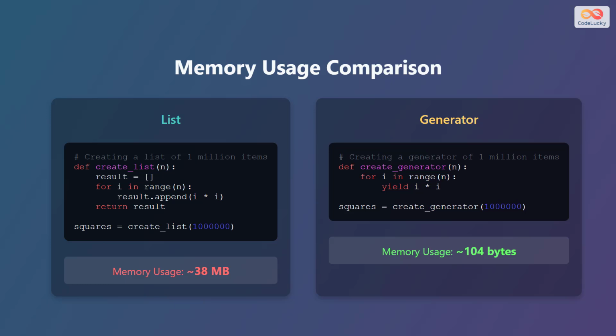On the right, we have a generator. The code defines a generator function called createGenerator that takes an integer n as input. The for loop iterates from i equals 0 to n minus 1. The yield keyword is used to produce each square one at a time. After calling the function createGenerator with argument 1,000,000, the result is stored in a variable called squares. The memory usage is about 104 bytes. You can see that generators are significantly more memory efficient than lists, especially for large sequences.